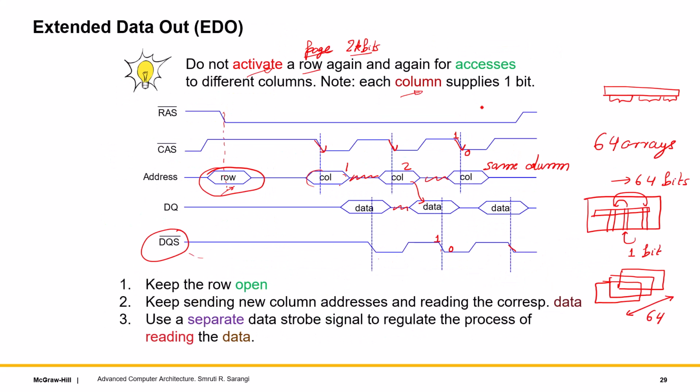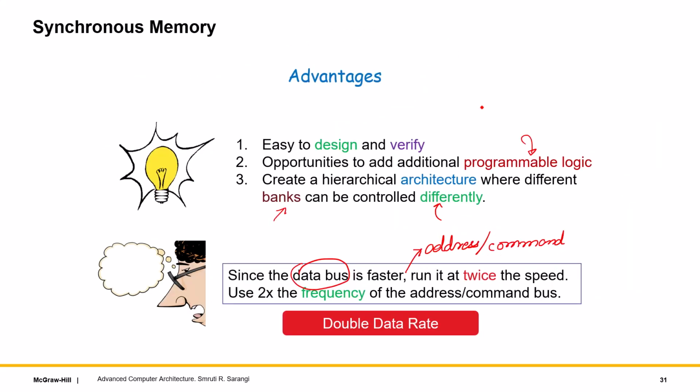So now the idea is that the data bus is typically run faster, at twice the speed of the address command bus. Because it uses twice the speed, this is known as double data rate, and all such protocols are known as double data rate or DDR protocols. So we'll see DDR 1, 2, 3, 4, right? Now DDR 5 has also come.